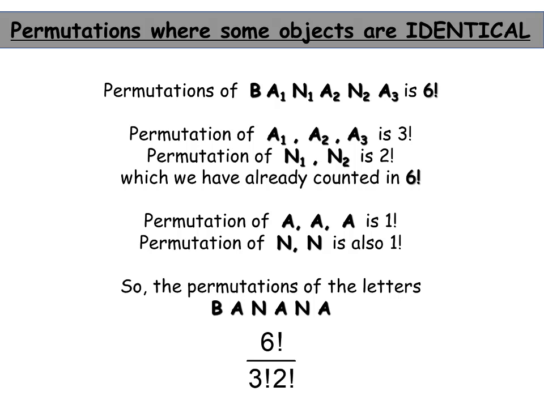So, the permutations of the letters B, A, N, A, N, A, with 3 identical A and 2 identical N, will be 6 factorial divided by 3 factorial times 2 factorial. 6 factorial, when we consider all the 6 letters are different, and we divide 6 factorial by 3 factorial times 2 factorial to discount the calculation of permutations of the 3 identical A and 2 identical N.